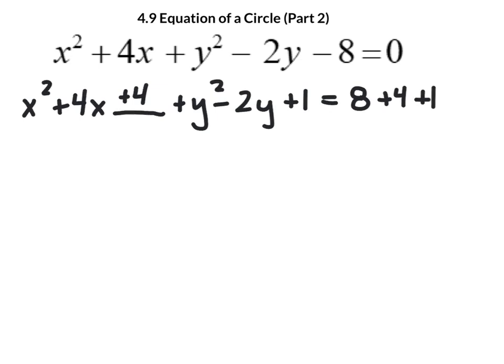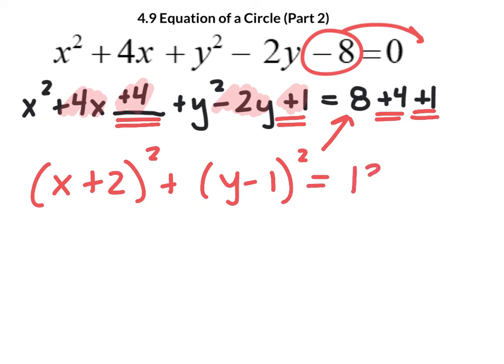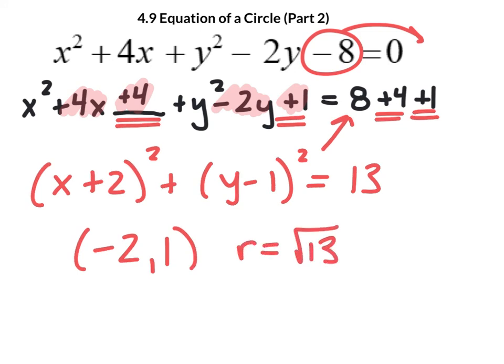Let's double check to make sure you're clear on what I did. Half of this number is 2, and that number squared is 4. Half of this number is negative 1, and negative 1 squared is 1. And when I make numbers like these, I have to add them on the other side as well. Why is this positive? Because I moved that to the other side. And now, look, I'm done. x plus 2 squared, y minus 1 squared, equals 12 plus 1, which is 13, and our answer is negative 2 and 1 is our center, and our radius is the square root of 13. Ooh, I love this stuff.